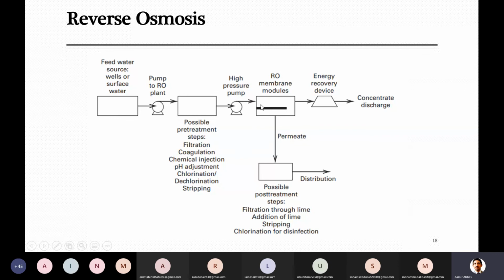After passing through these various pre-treatments, you increase its pressure with the help of a high pressure pump, and you pass it through the membrane. When it enters here, anything which passes through the membrane, this bar shows the membrane, is the permeate and is collected, and the retentate moves to the next stage. Here the energy recovery stage is mentioned, because when you push the water here, it can be at high pressure.